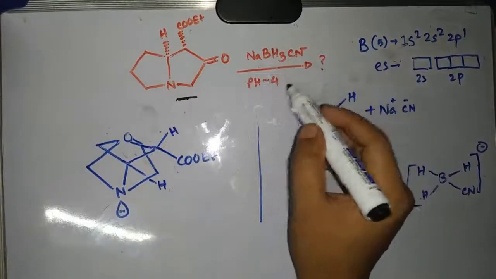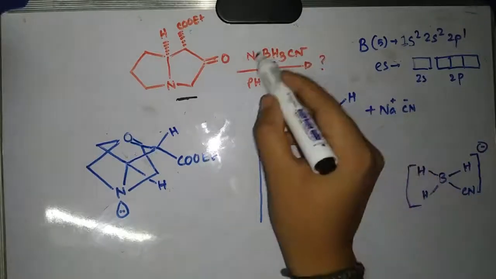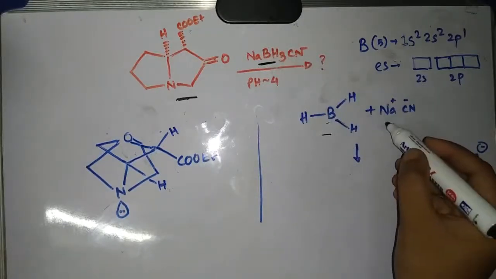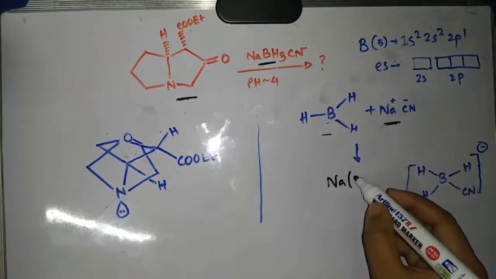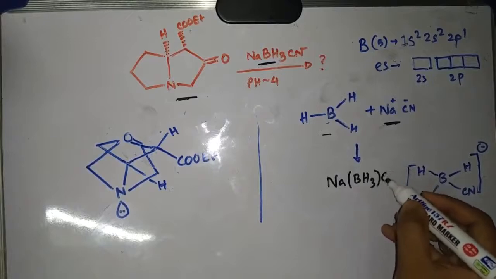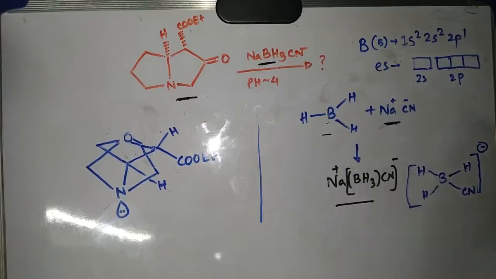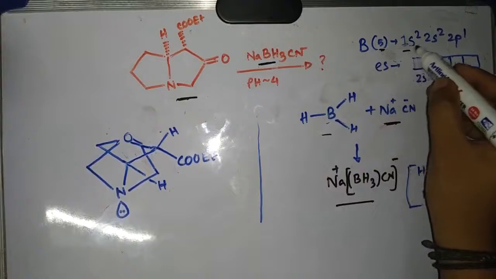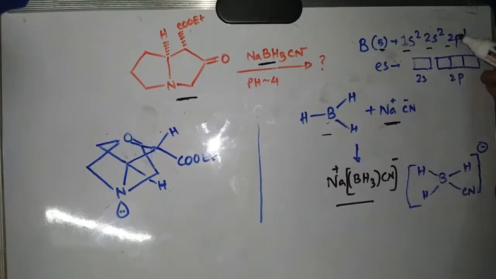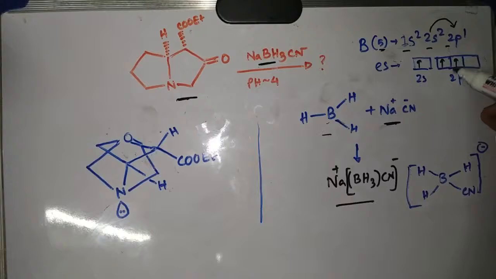Before coming to the discussion of this question, I have to discuss the property of this reagent. It is prepared from BH3 and sodium cyanide. Here you can see the complex structure, BH3CN, where the whole unit has a negative charge and sodium has a positive charge. We know boron has 5 electrons, with electronic configuration 1s2, 2s2, 2p1. In the excited state, a 2s electron jumps to 2p, giving 2s1 and 2p2.